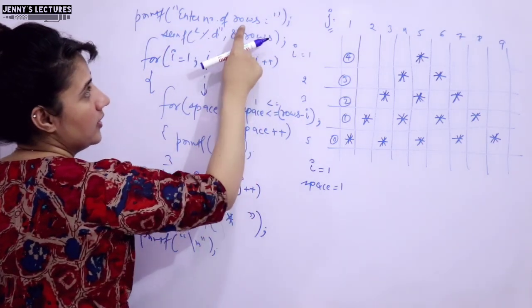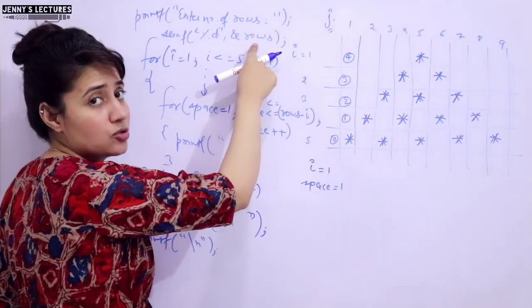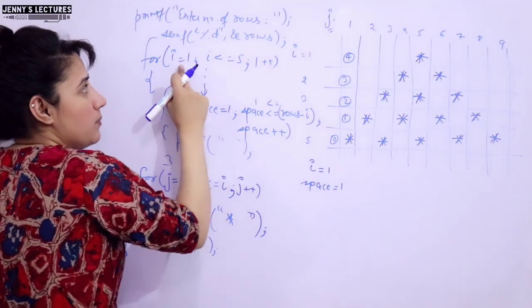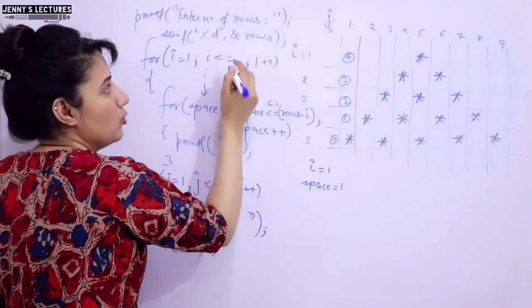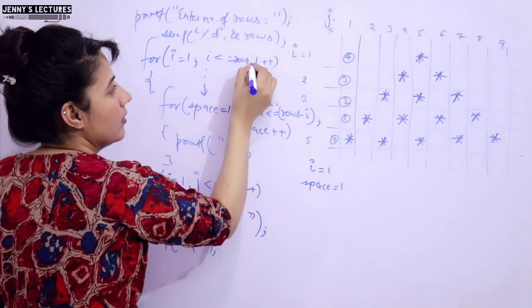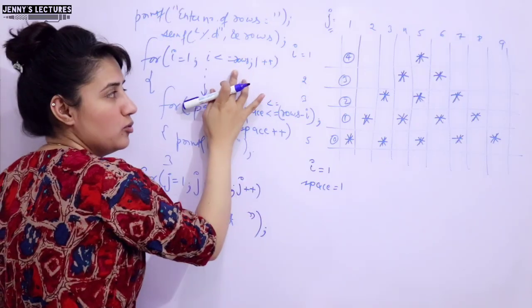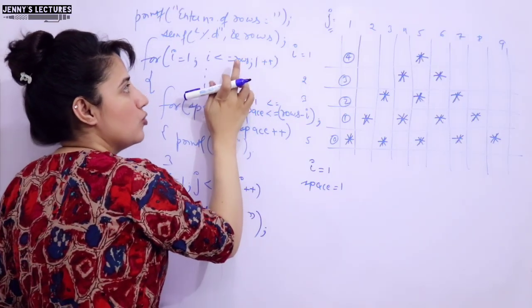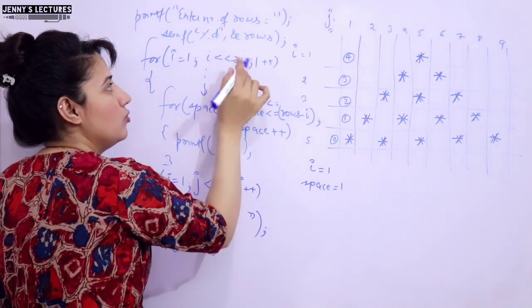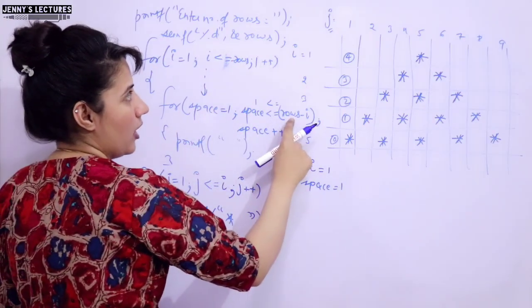So the user would enter the number of rows. We are taking a variable named rows, and we have to declare this variable before using it. So now, if you are taking rows, the outer loop would be till the number of rows, not 5. I am not going to fix it here to 5, I am not going to do any hard coding. So we can put here less than equal to rows, right?